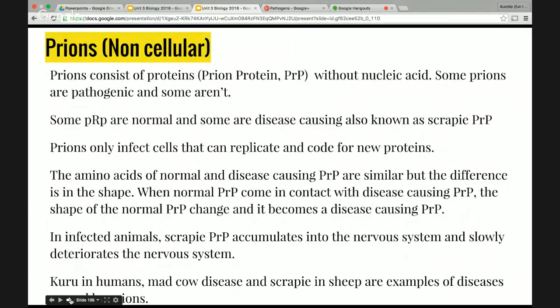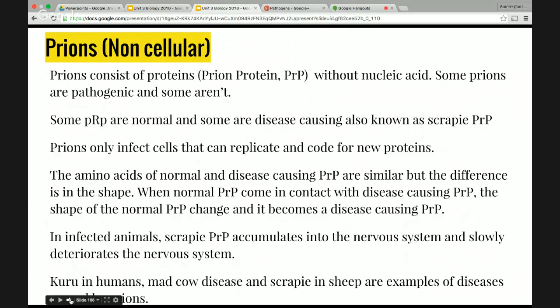Prions. Prions are also non-cellular. Prions consist of proteins called prion protein, PrP, and they do not have any nucleic acid. Some prions are pathogenic while some aren't. Some PrP are normal and others are disease-causing, and they are known as scrapie PrP. Prions only infect cells that can replicate and code for new proteins, so basically any animal cell. Prions can then infect those types of cells.